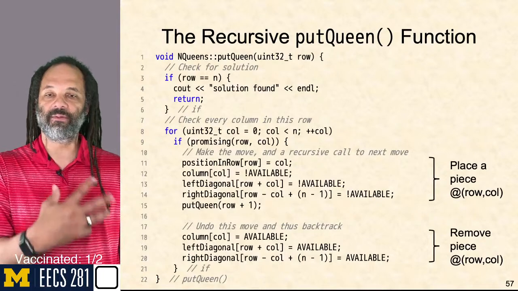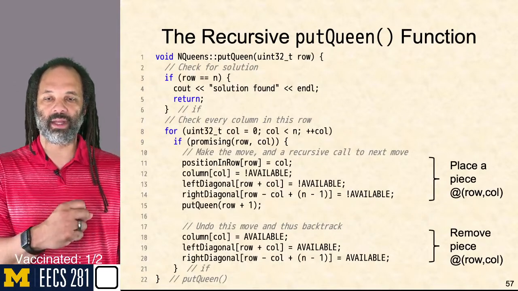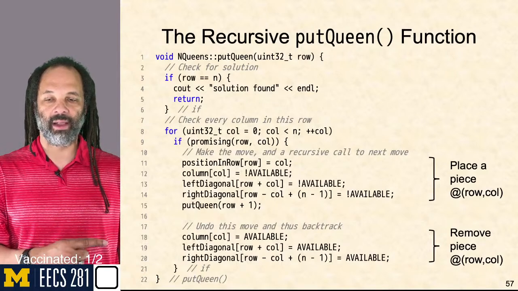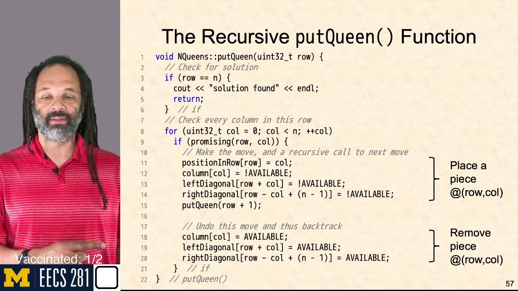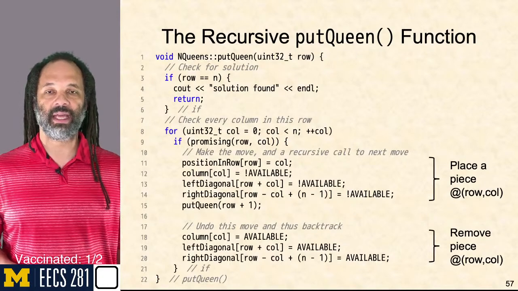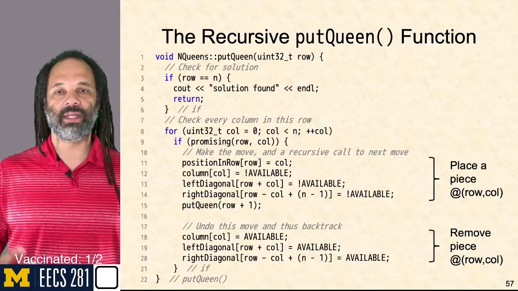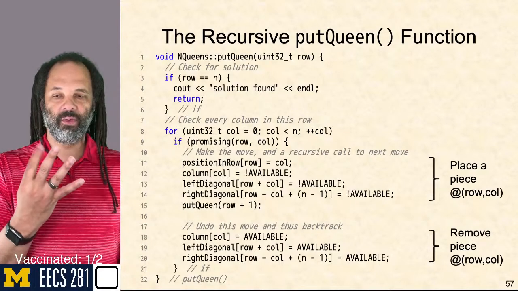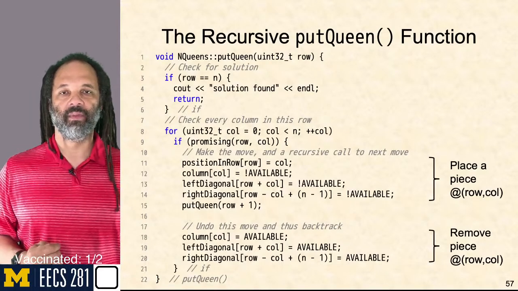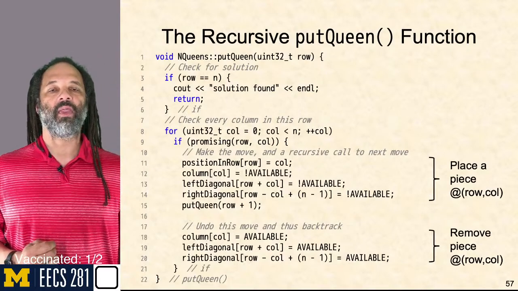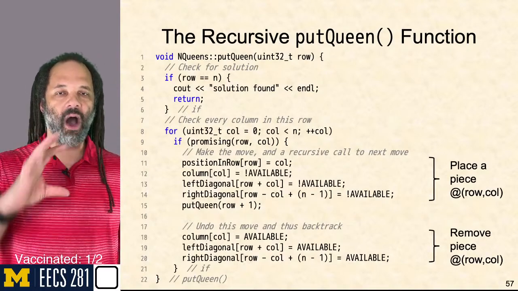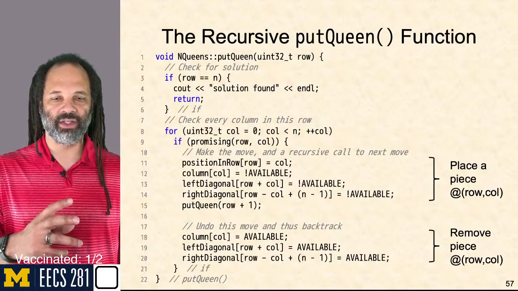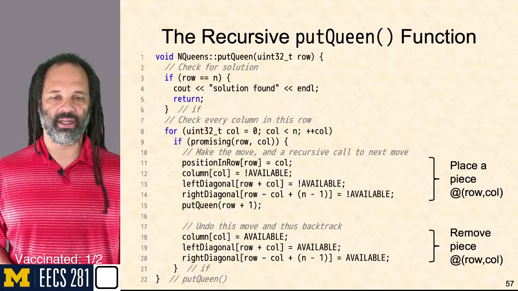Just as before, I have to undo the work that I did. So after I put queen, I'm going to say, well, now let's make that column available again. Let's make those two diagonals available again, because this allows me to use that same set of these 4 vectors, 3 with Booleans, 1 with value. I can use those 4 vectors for all of my solutions because I make changes and I undo those changes later.